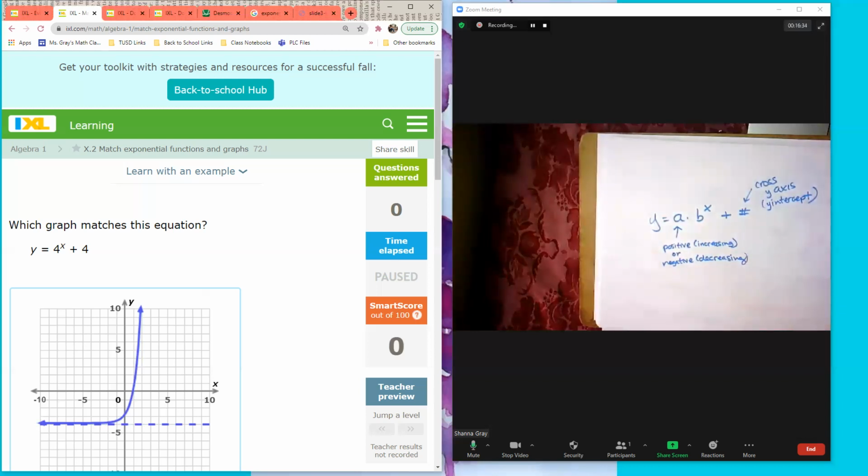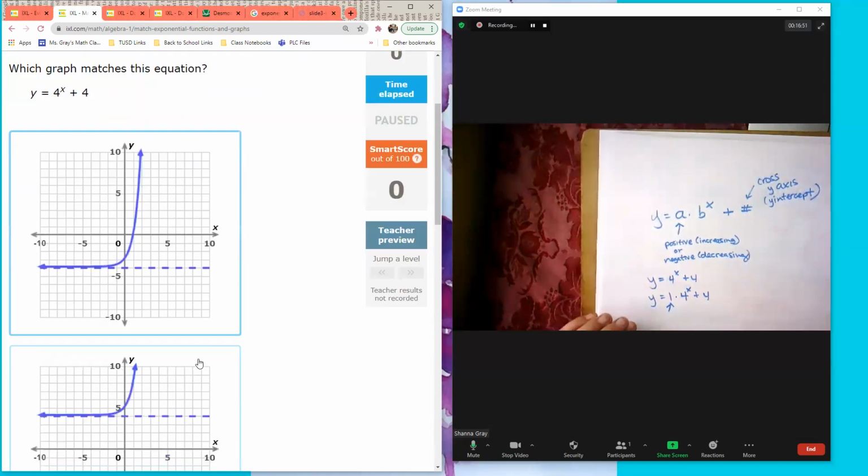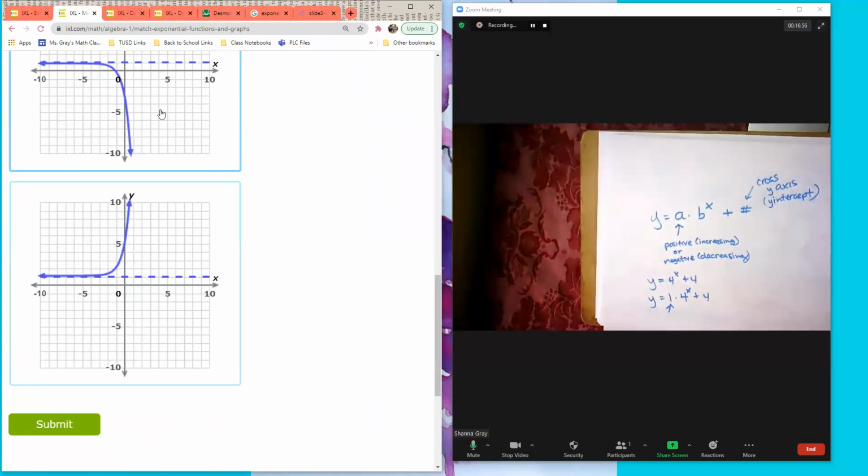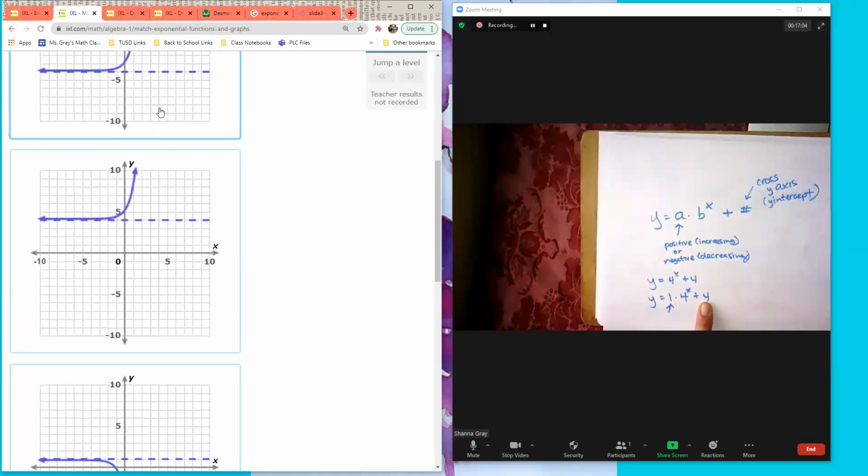So these are some ideas when you're trying to match, but if I look at this one, y equals 4 to the x plus 4 basically is the same as saying 1 times 4 to the x plus 4. So since this number in front is positive, that means it's going to be going up. So I know this one and this last one are possible. This one is not because it's going down, so it's not going the right direction. And then the other part I know is that it crosses the y-axis at 4. So it's basically pushed up 4.